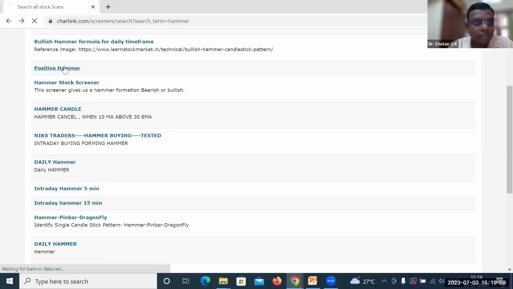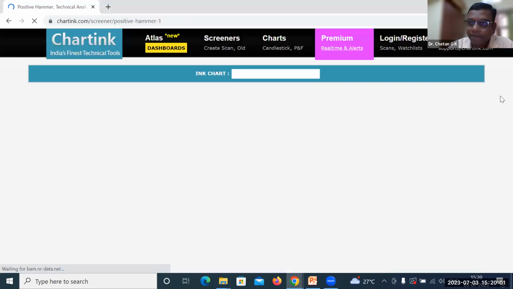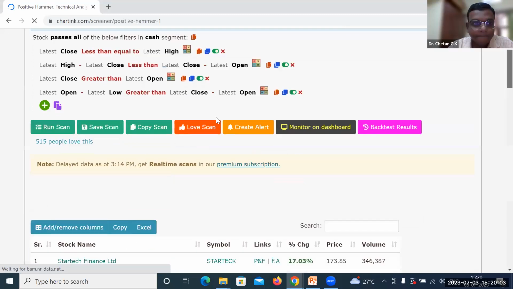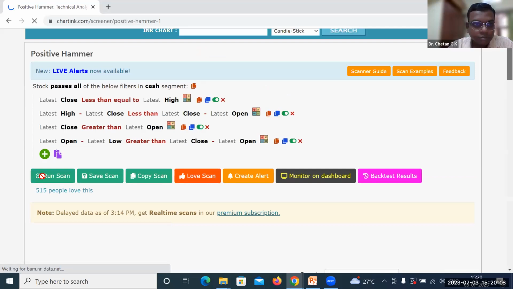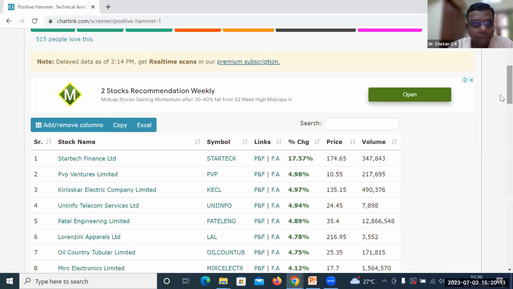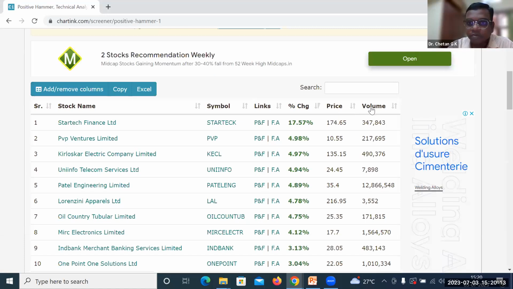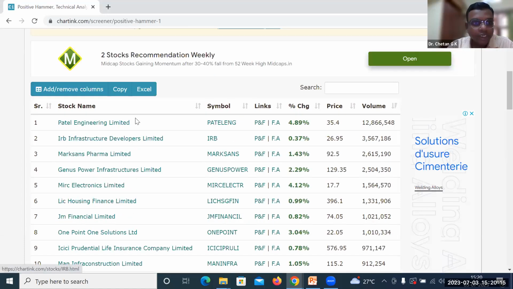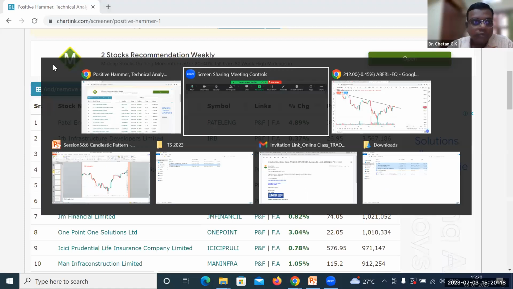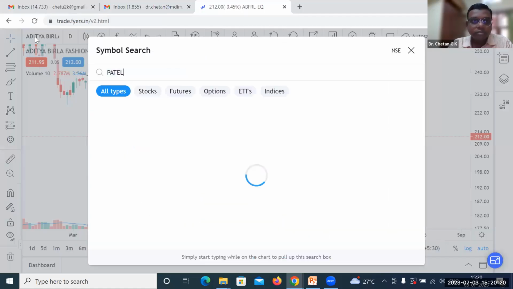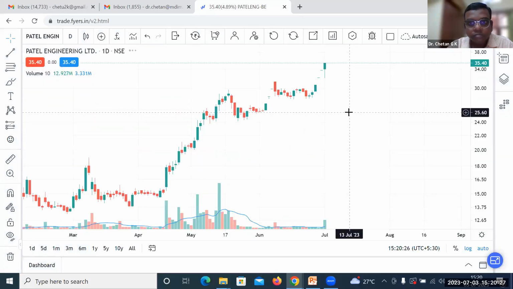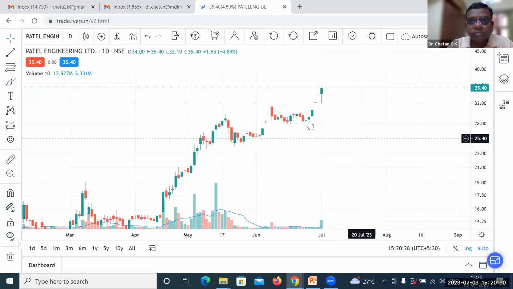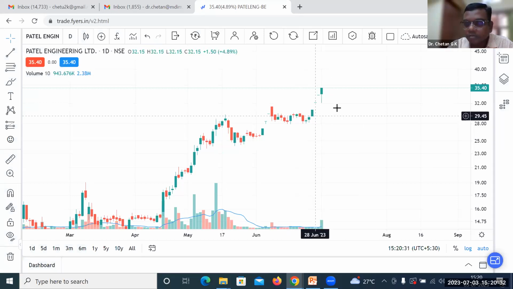Positive hammer, there is one more here. Let me see. Okay, so positive hammer, there is some which is coming up here. So Patel Engineering Limited. So let me go to Patel Engineering. Yeah, class, can you see this one? What you will do?